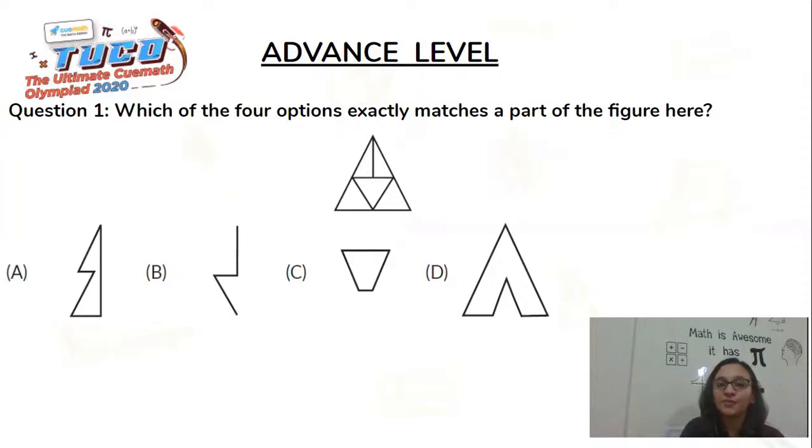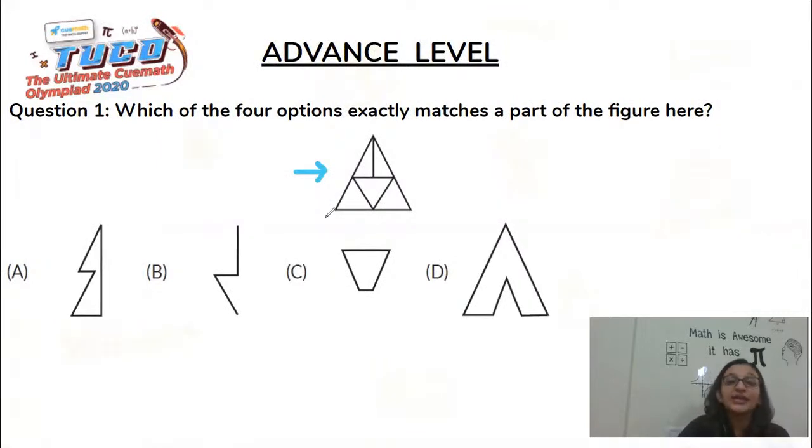It says, which of the four options exactly matches a part of the figure here? So we have a main figure which is given to us, which is this. This is the main figure. It has been made up of different subparts, as you all can see, different sorts of triangles. We need to figure out from these four options which is present inside this figure as an embedded part.